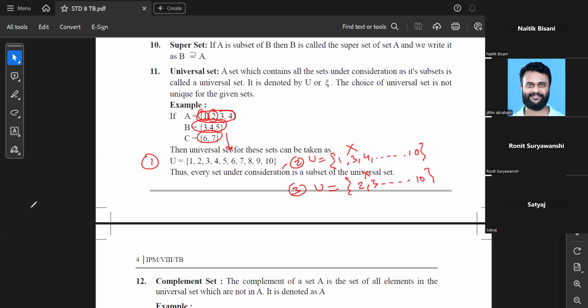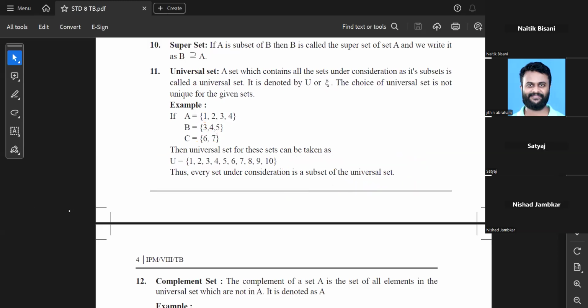Naitik, what's your query? Sir, so I understood that we have to cover all the elements, but after 7, if I write anything except a number like A, comma B, comma C, so will that be a universal set? Yes. Okay, sir.